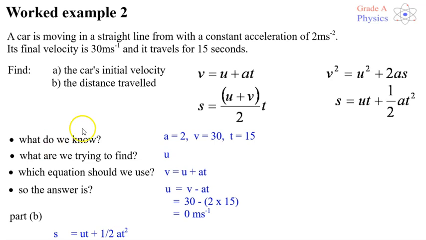Let's have a look at another example. So we have a car moving in a straight line. That's nice. Constant acceleration of 2 meters per second squared. In this case, we're told the final velocity is 30 and it travels for 15 seconds.